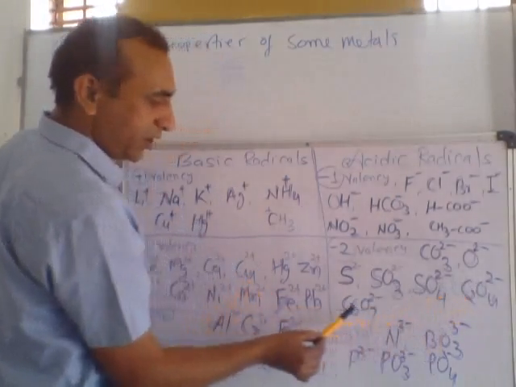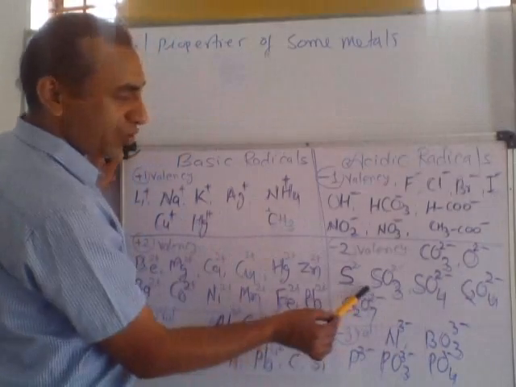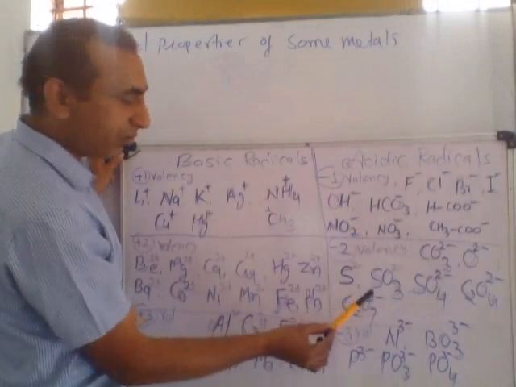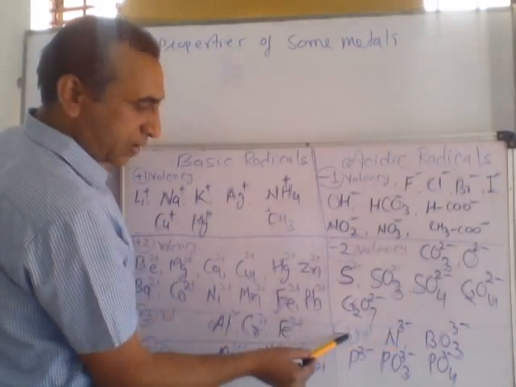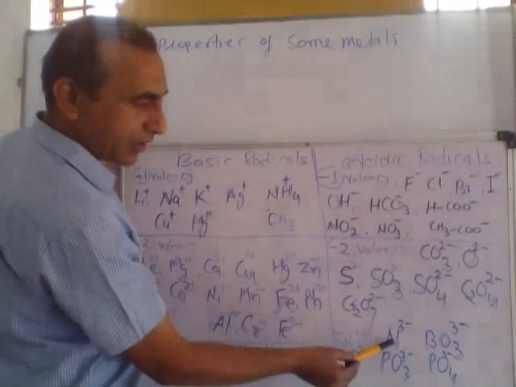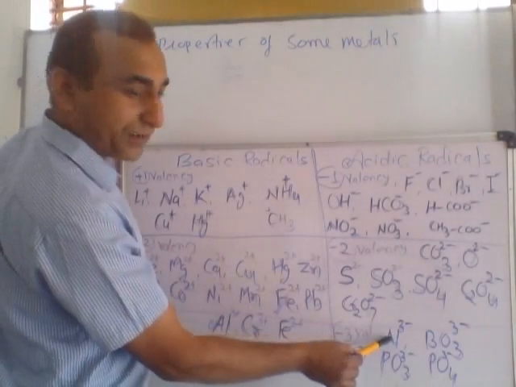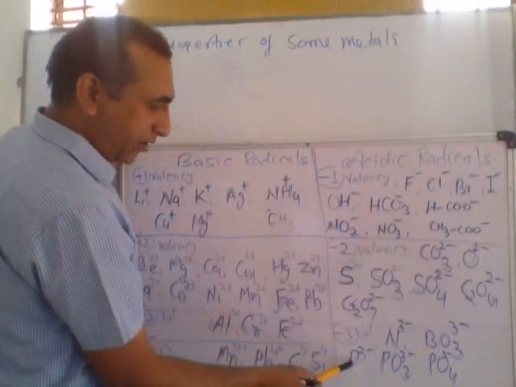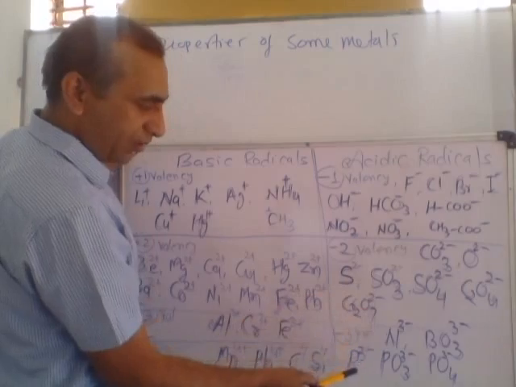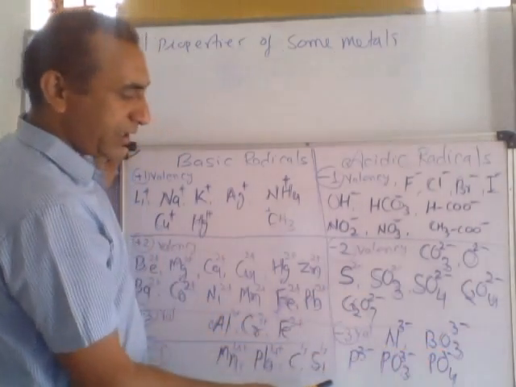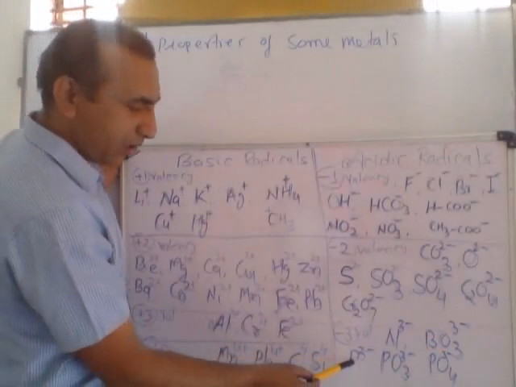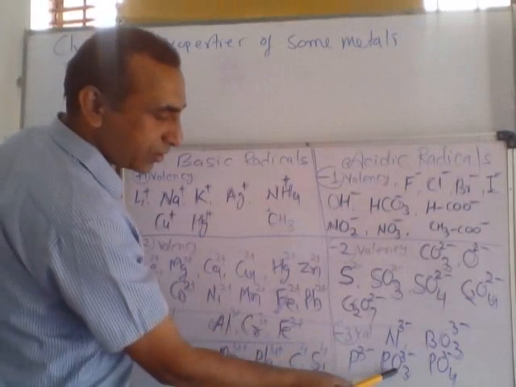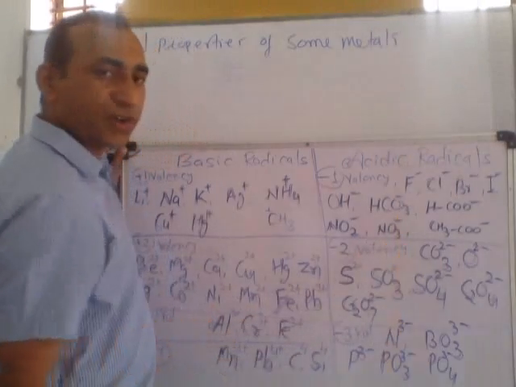C2O4 is called oxalate. Cr2O7 2 minus is called dichromate. In this radical there are 2 chromium, so di and chromate. And last, some radicals have minus 3 valency, like single nitrogen called nitride, BO3 3 minus borate. Just similar to sulfur, phosphorus also has 3 different radicals having the same valency minus 3: phosphide, phosphite, phosphate.